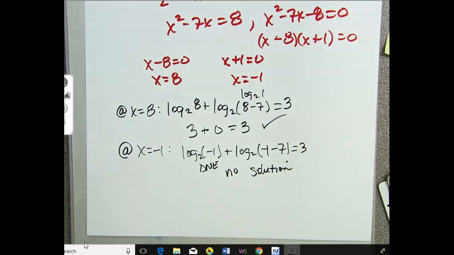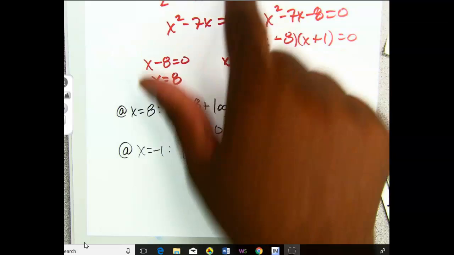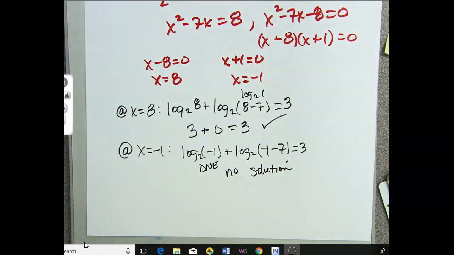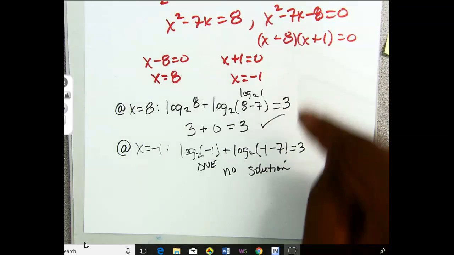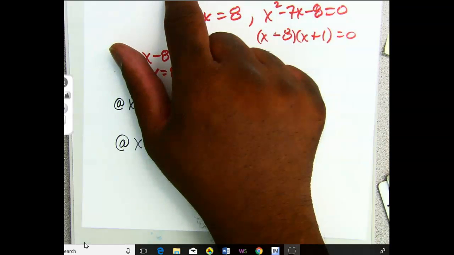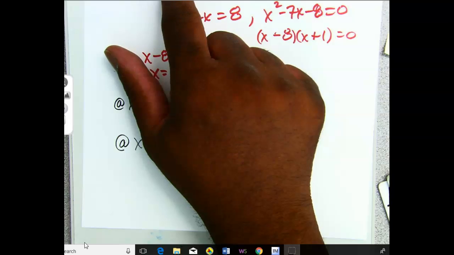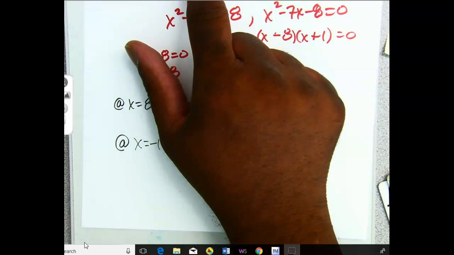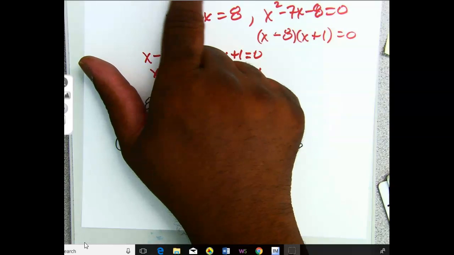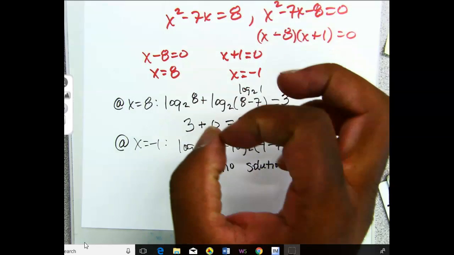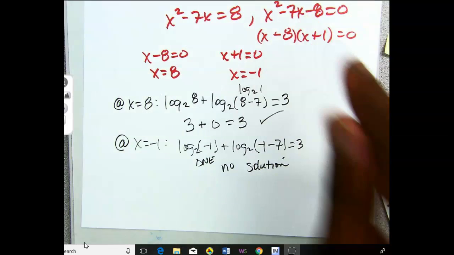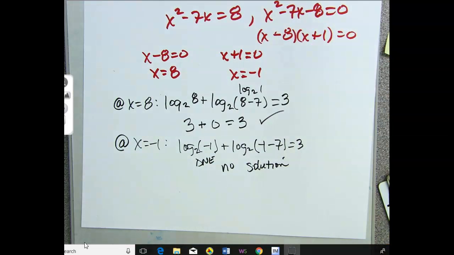Okay. We could plug in x equal 8 and x equal negative 1 into log base 2 of the original. But what about plugging into log base 2 of x squared minus 7x, the condensed one, would that work out? If you plug negative 1 in here, you're going to get negative 1 times a negative 8, which is a positive 8. And log base 2 of 8 is 3, which is true. So you cannot plug it into that one.